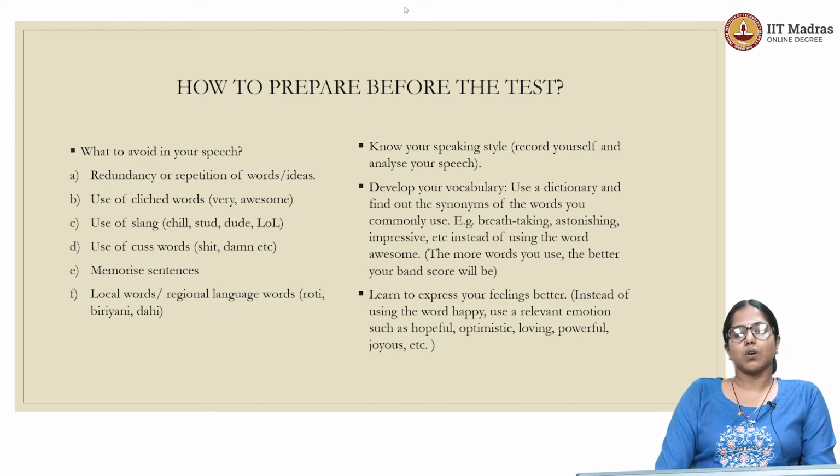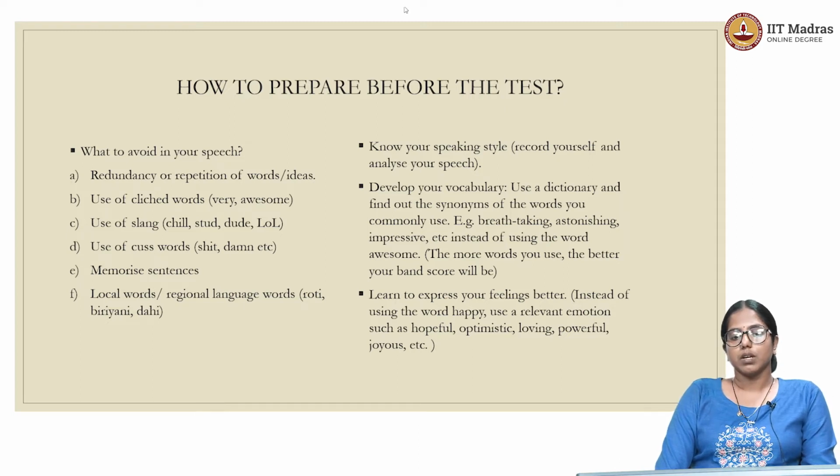One is redundancy or repetition of words or ideas. It happens particularly in section 2, where they give you a general topic and you are expected to speak 2 minutes. You'll also be given 1 minute to prepare. But this is one place where I've seen a lot of learners being redundant, and they end up saying the same thing in different words. Therefore, I would suggest you make full use of that 1 minute and jot down points, make bulleted points. This will give you a good structure to your speech, and this will also help eliminate repetition of ideas.